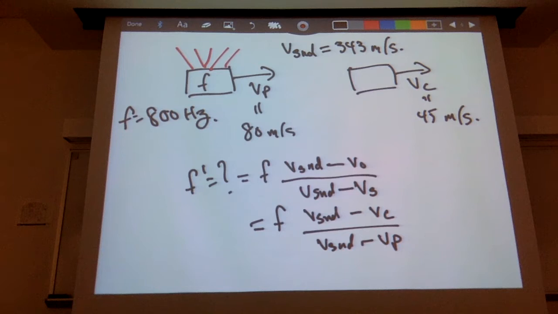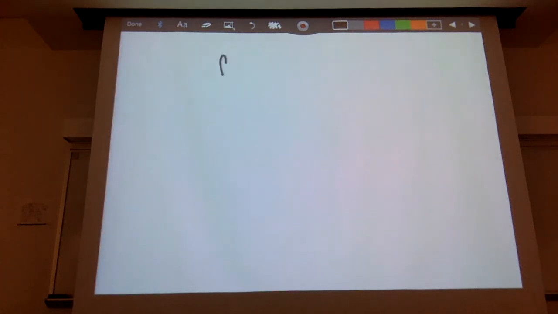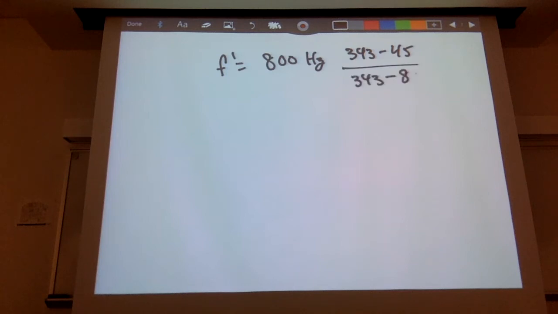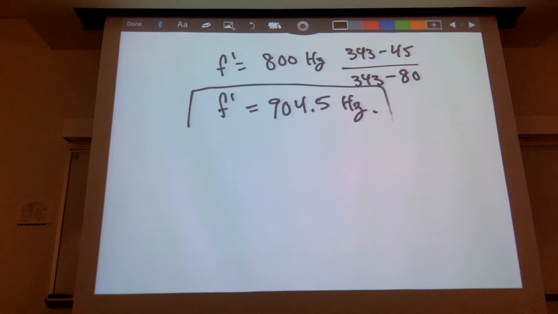So let's look at our numbers. This is then going to be equal to 800 hertz times 343 minus 45 divided by 343 minus 80. So my apparent frequency then should be greater than 800, since it should be shifted upward. In this case, it works out to be about 904.5 hertz. This is my apparent frequency.